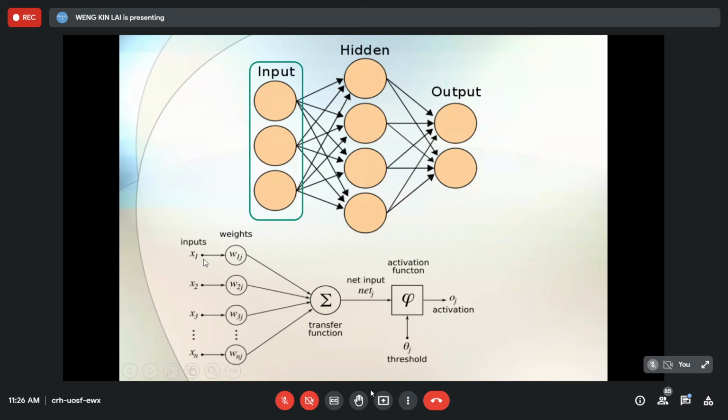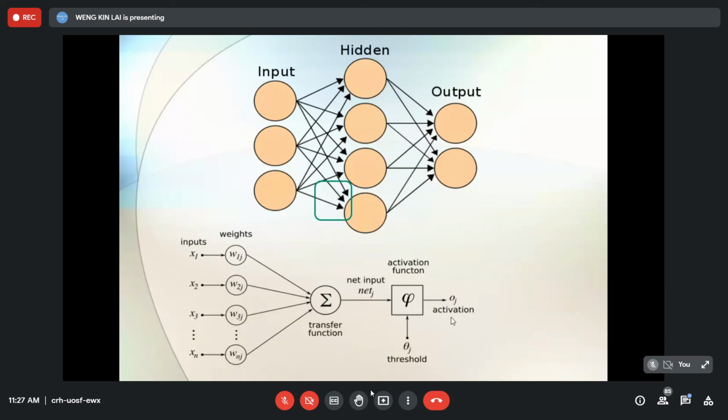Now the figure down here shows you the representation of just one neuron. You can imagine one neuron, and the inputs are coming from all the other inputs. Then you combine them, you sum up everything, and then you apply a transfer function to it, and then you threshold this, and then you get the output value.